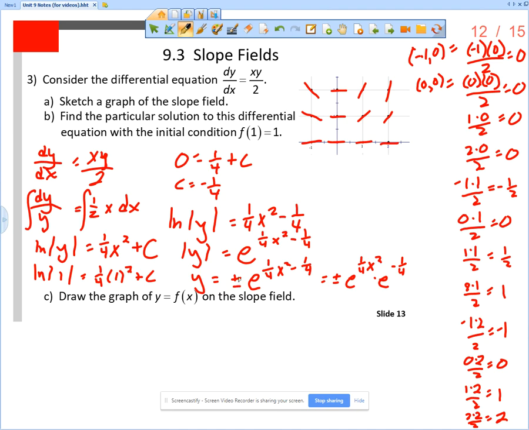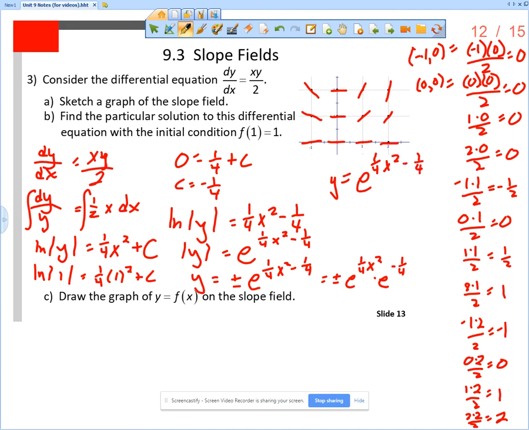All right, so now which one do we want, the plus or the minus? Well, f of 1 is 1. So if I put in 1 for x, I get e to the 1/4 times 1 squared minus 1/4. So 1/4 minus 1/4 is 0. So e to the 0 is 1, right? So positive 1. Now, it is possible that you get the negative, so you got to pay attention to that, but we want the positive in this case. So e to the 1/4 x squared minus 1/4, all right?